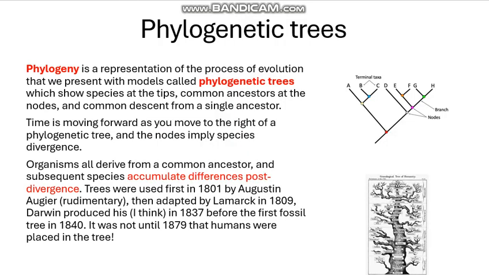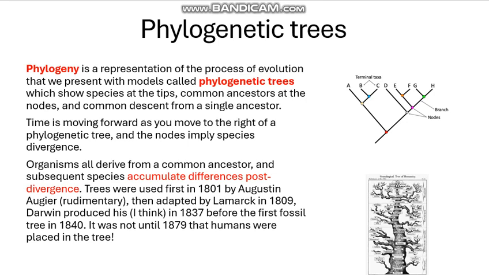Okay, we're going to move on to the study of phylogenetic trees now, and the study of phylogeny and how different organisms are related to each other. So, phylogeny is a representation of the process of evolution that we present with models called phylogenetic trees, shown here on the top right. And these phylogenetic trees show species at the tips, common ancestors at the nodes, and also common descent from a single ancestor.